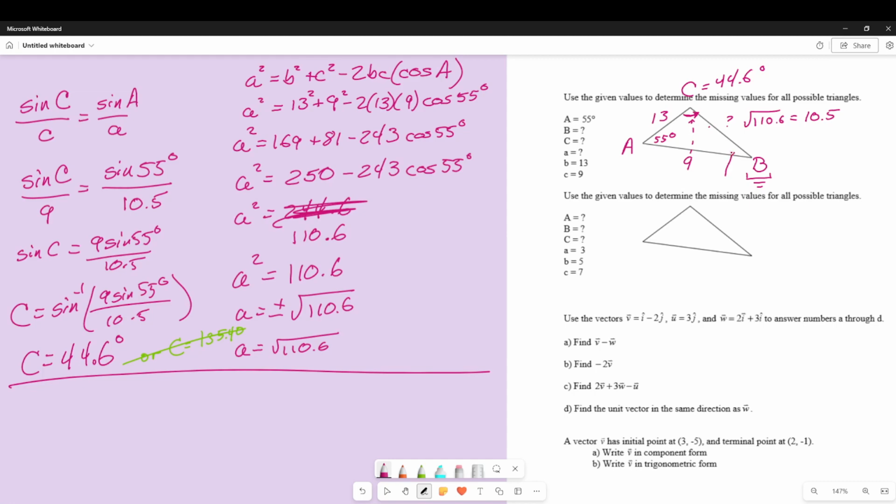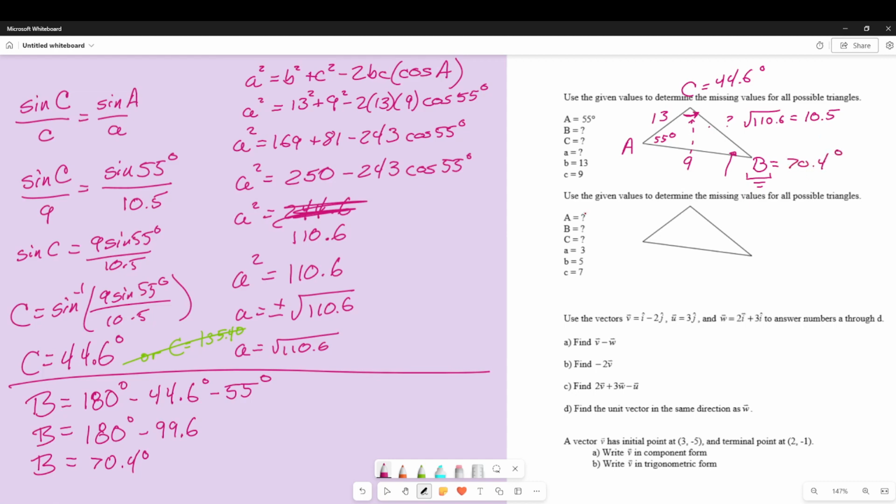And then when we compute B, we can find it using the fact that the sum of the angles has to be 180 degrees and not have to worry about whether it's obtuse or acute, because it'll come out the way it's supposed to be, whatever that is. So 44.6 degrees and the 55 degrees, take that away from the total of 180, and we'll get what we need to get. So what's that going to be? 99.6. So that's going to be 70.4 degrees. Okay. So 70.4 degrees.